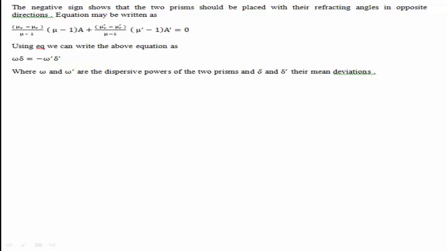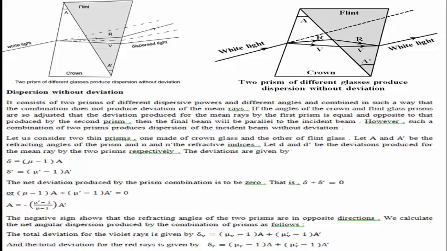Using the dispersive power, we can write the above equation as ω multiplied by δ is equal to minus ω' δ', where ω and ω' are the dispersive powers of the two prisms and δ and δ' are the mean deviations of the two prisms.